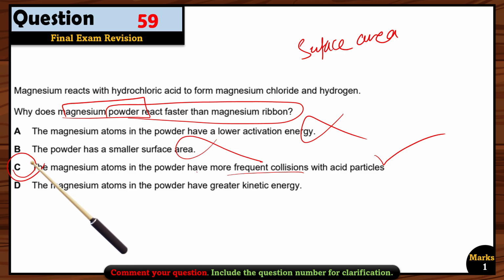Okay, so if you are increasing the concentration or increasing the surface area, the reason behind the increase of the rate of reaction is actually the more number of collisions. More number of collisions will actually result in high rate of reaction in terms of concentration, in terms of increasing the surface area, and also in terms of increasing the pressure. But for temperature and catalyst, the reason is different. We will see that one. So option C is the right option.